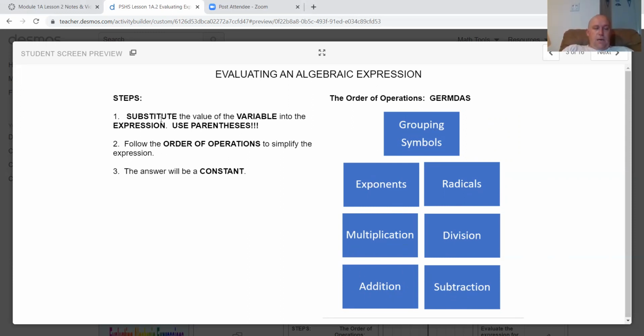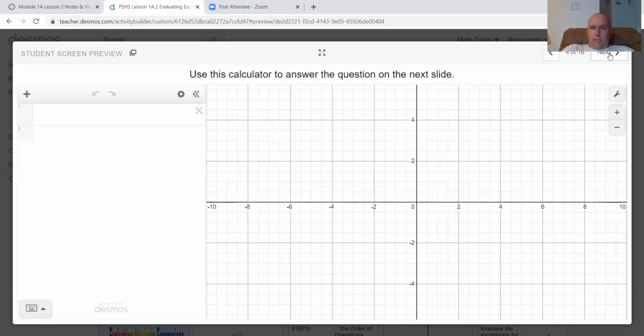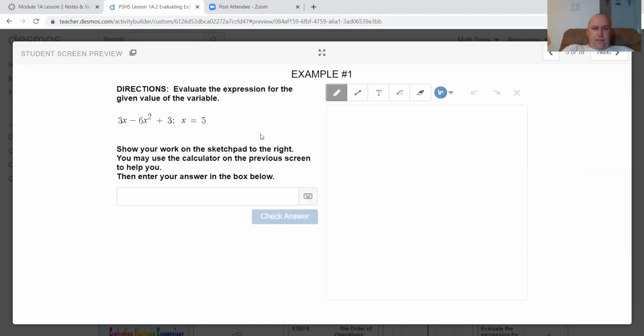Also, very important on here, when we're substituting the value of the variable into the expression, make sure you use parentheses. That can be really important, particularly when we're doing this on Desmos. Follow the order of operations to simplify the expression, and the answer will always be a constant, as in just a number. If we have more than one term, then that means we haven't finished. And we have a little Desmos calculator there, and we can start working this question out.